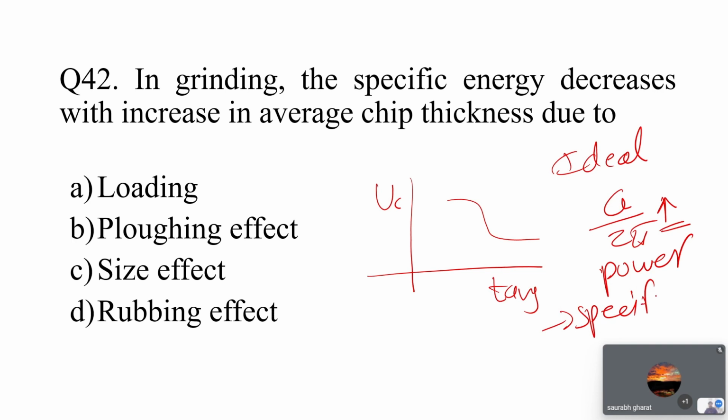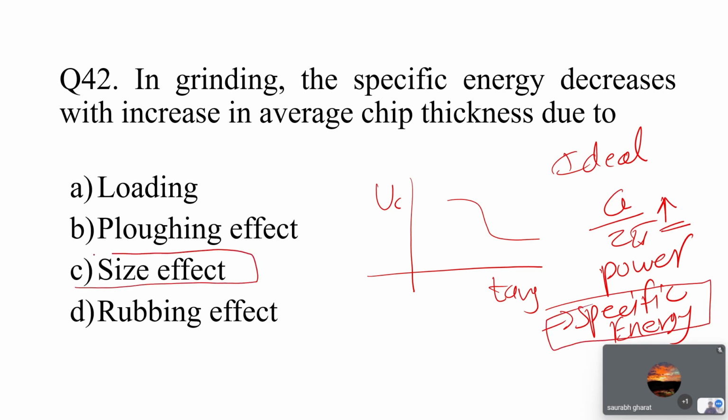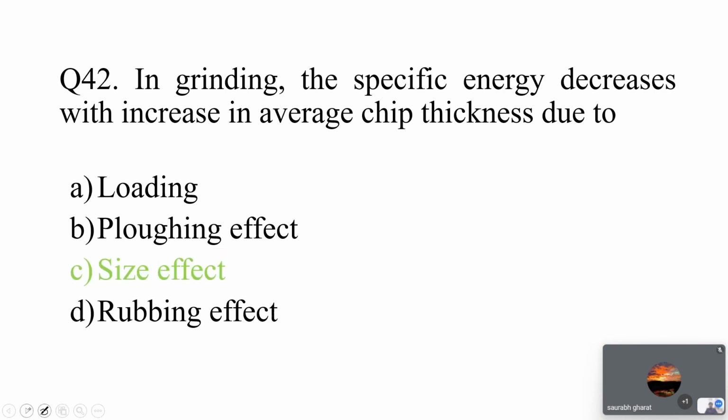In grinding, the specific energy is high. Why is specific energy high? Due to actions like rubbing, plowing, and the size effect. I told you the answer is size effect. The grinding specific energy decreases with increase in average chip thickness due to the size effect. It is mentioned by the researchers why this phenomenon is happening. This phenomenon is actually the size effect, so the size effect is the correct answer.